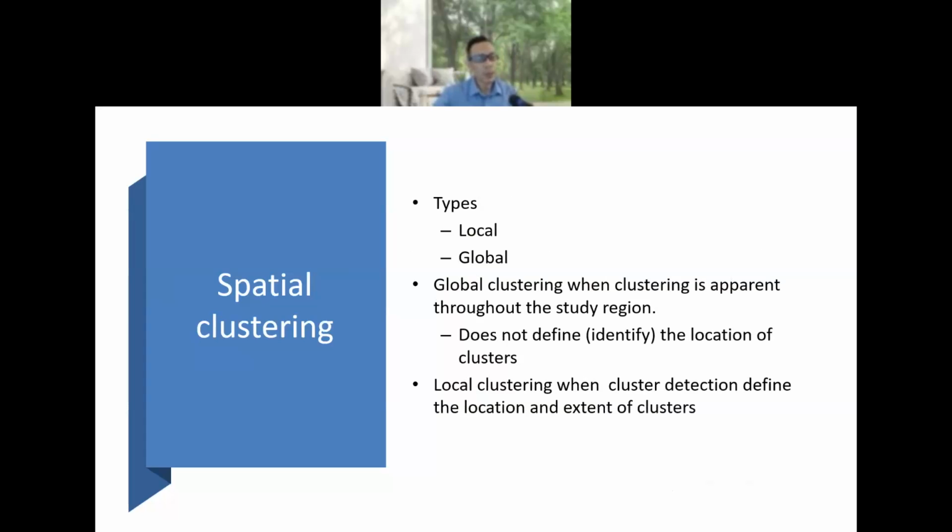So we have two types of spatial clustering, local or global, right? Global clustering, when clustering is apparent throughout the study region. Local clustering, when cluster detection defines the location and the extent of the clusters. Global clustering is when clusters happen throughout the region. For example, ada cluster seluruh Malaysia kan. Tapi kalau local clustering ni, local cluster yang happen maybe in Kelantan saja or in Sarawak saja ke, so that is local clustering.